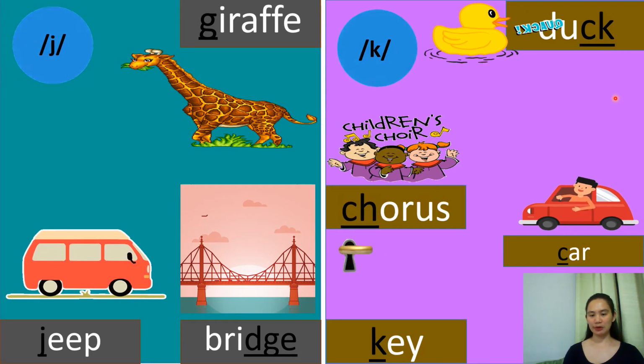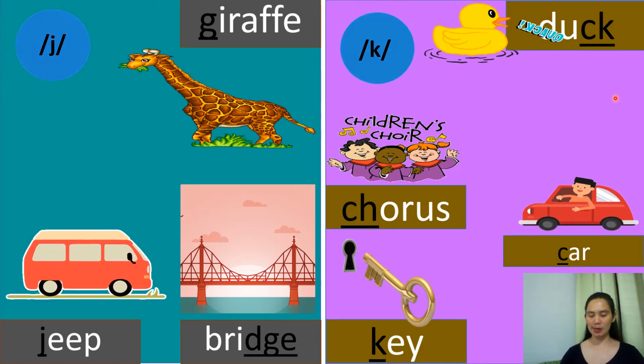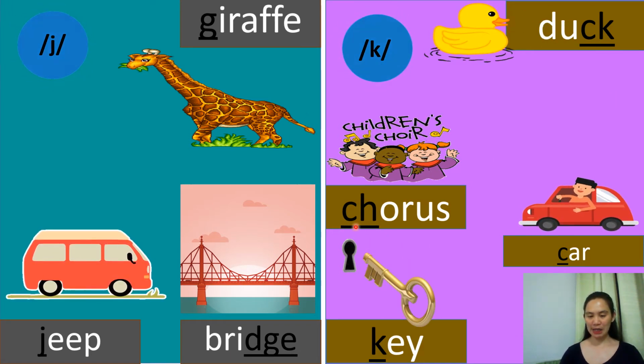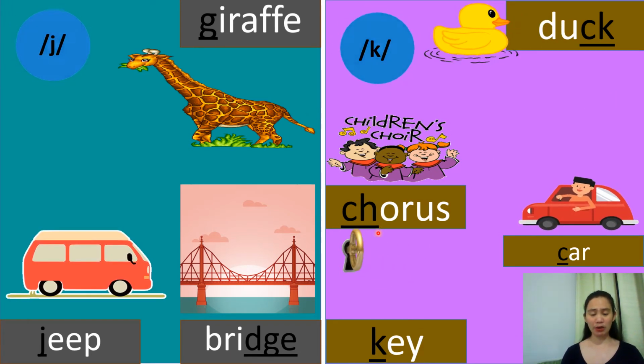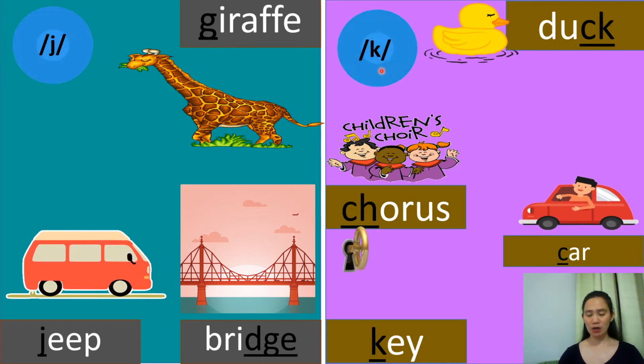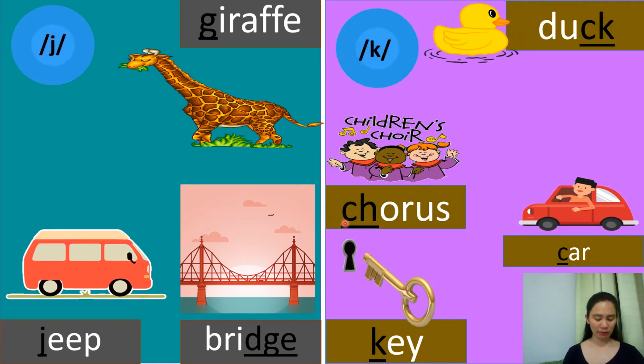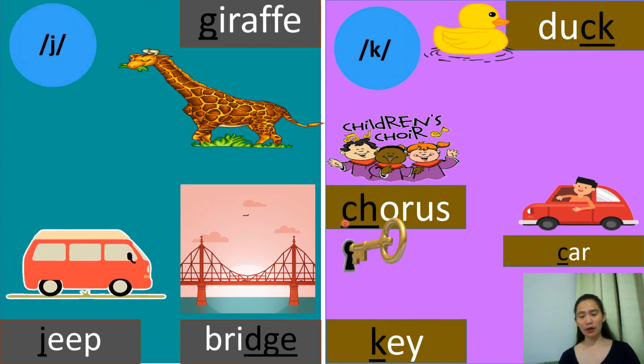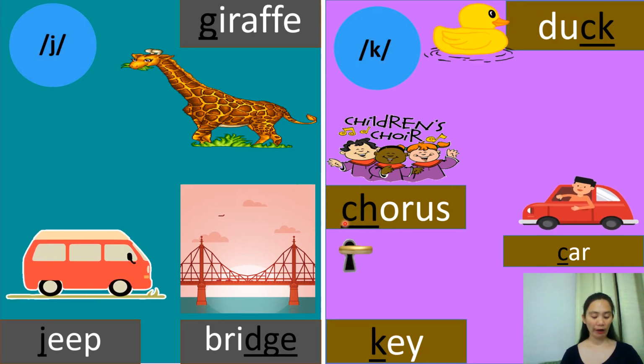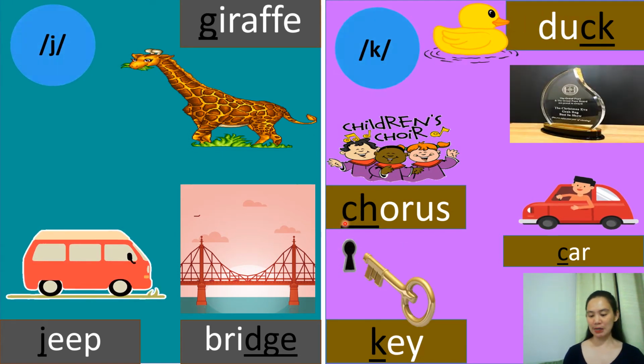Next word, we have the word chorus. The digraph CH at the beginning of the word chorus has the sound of K. The same sound can also be heard in words like choir and Christmas.